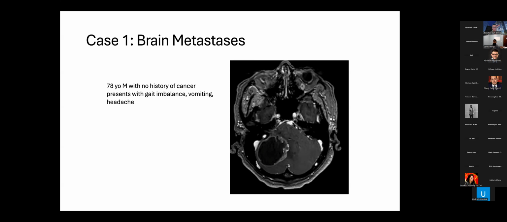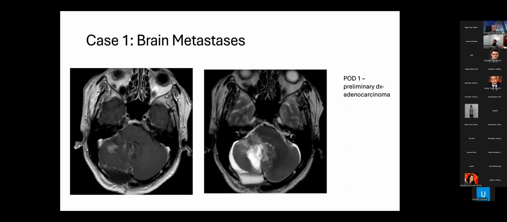So the patient had a resection confirming adenocarcinoma, likely of lung origin. And there's a post-op day 1 scan that is commonly done. Now, it's not required to do a post-op day 1 scan for brain metastases, but it is commonly done in some of our hospitals. And a preliminary diagnosis is made of adenocarcinoma. Usually, as a radiation oncologist, I get informed of this patient at this point.